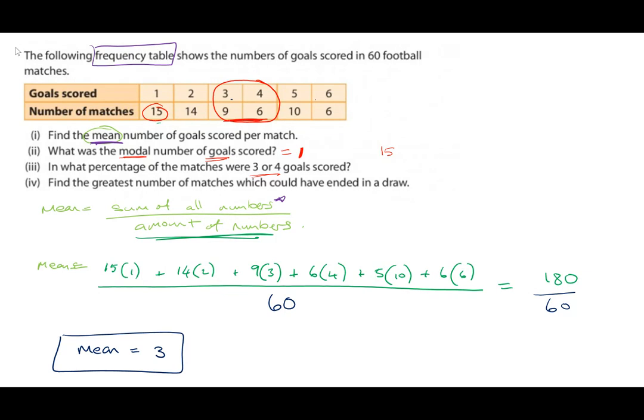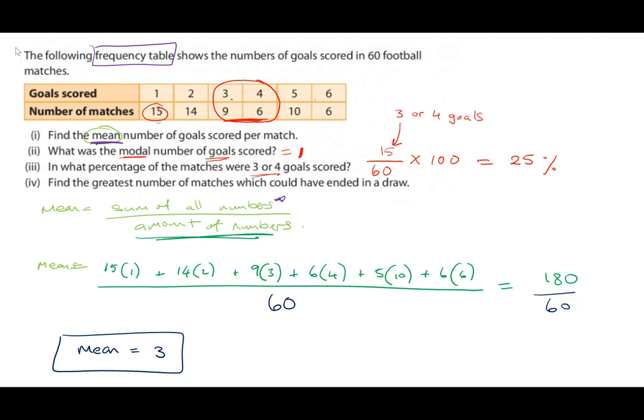To get the percentage, I'm always dividing by the total number of matches, so 60, and multiplying by 100. So in 15 matches, there were 3 or 4 goals. Dividing by the total, 15 divided by 60 multiplied by 100 gets me 25%.